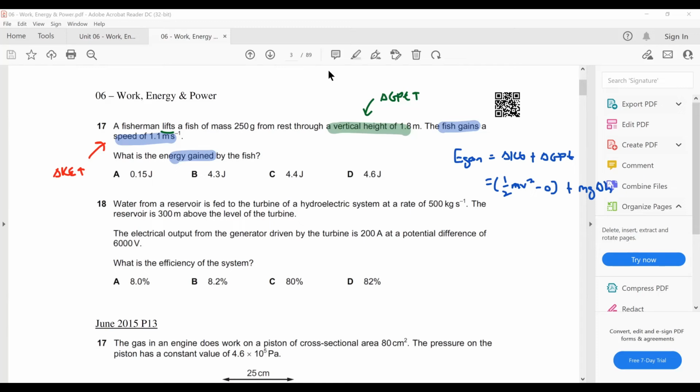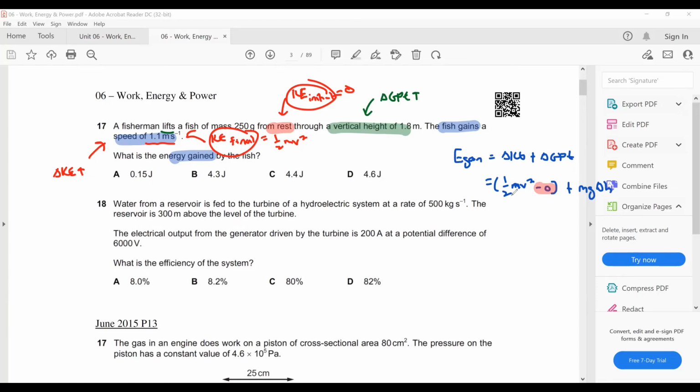Now, where did this 0 come from? It came from here, right? Because your fish is being lifted from rest, your KE initial is 0. Then you reach up to a speed of 1.1 meter per second. This is your KE final. This is half mv squared. The change in KE is this KE final minus your KE initial. That's why it's half mv squared minus 0.